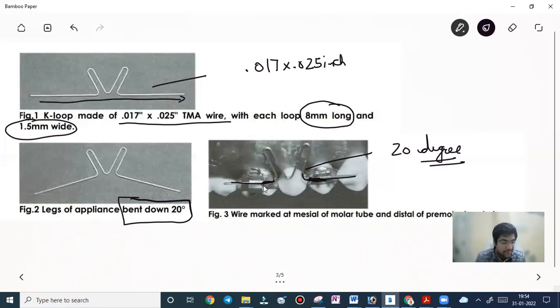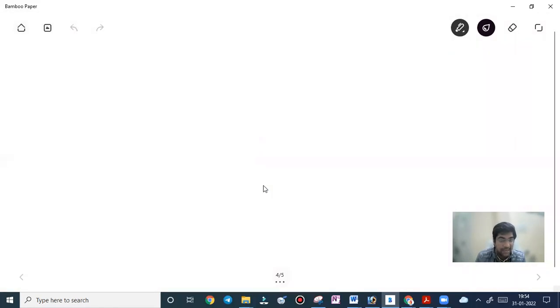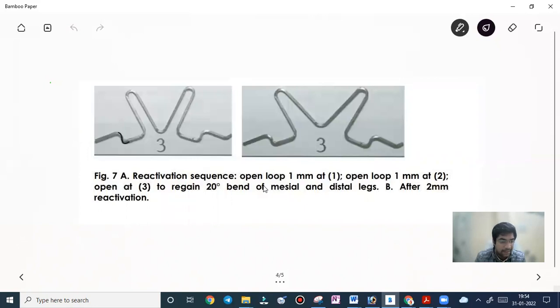The stops are bent into the wire 1 mm distal and 1 mm mesial to the marked wire. So each stop should be well defined and about 1.5 mm long. So what will these bends do? Remember, these bends will help the appliance. It will keep the appliance away from the mucobuccal fold.